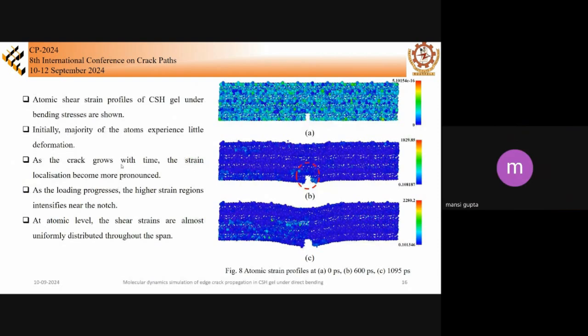The atomic shear strain profile of CSH gel under bending stresses is shown in figure 8. Initially, the majority of the atoms experience little deformation. As the crack grows with time, the strain localization becomes more and more prominent. As the loading progresses, the higher strain regions intensify near the notch tip, as shown in figure 8b. However, at the atomic level, the overall shear strains are almost uniformly distributed throughout the span.